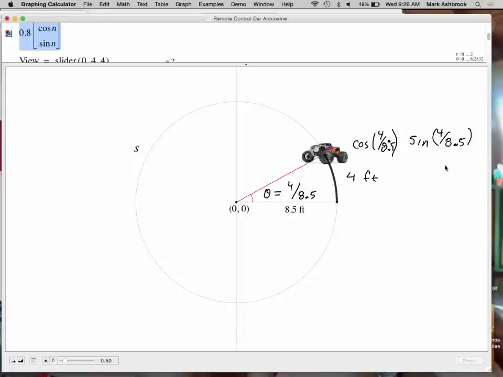He agrees. So what is this? This is the fraction of the radius length, right? And this is the fraction of the radius length. So it's a number. So let's estimate. So what do you estimate cosine of 4 over 8.5 to be right now? What do you estimate cosine and sine of 4 over 8.5? Talk to your neighbor. So estimate these values right now.